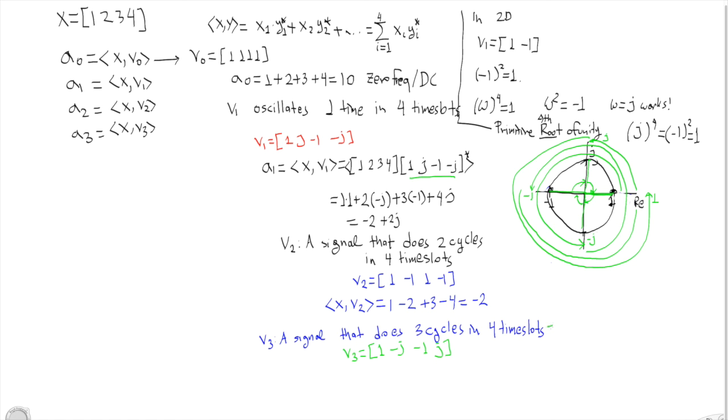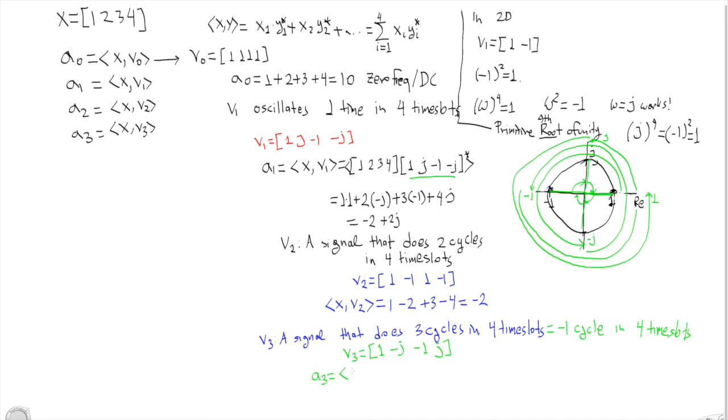So 3 cycles in 4 time slots is the same as minus 1 cycle in 4 time slots. You sometimes see this in cars when their wheel is spinning very fast, and you see it in a camera, you may see the wheel turn slowly in the other direction. So that's exactly what happened here.